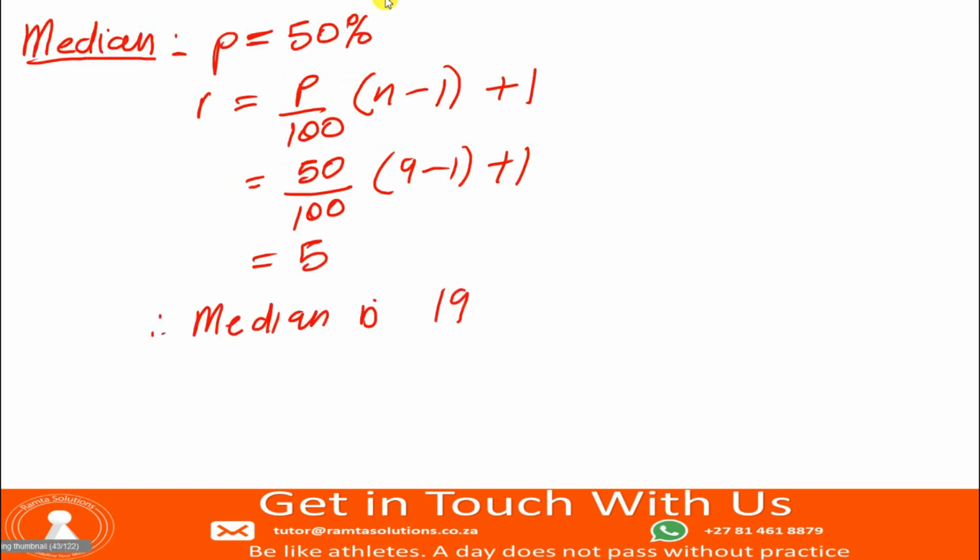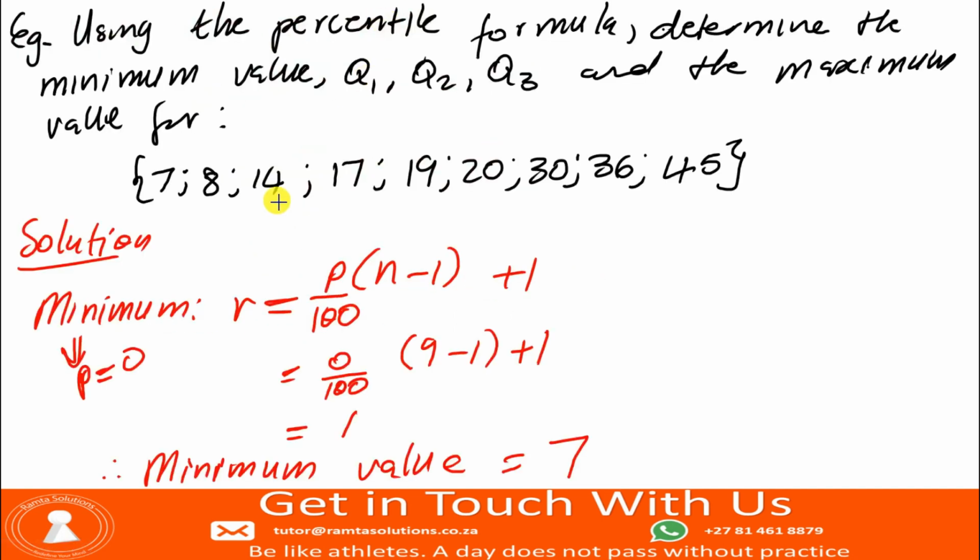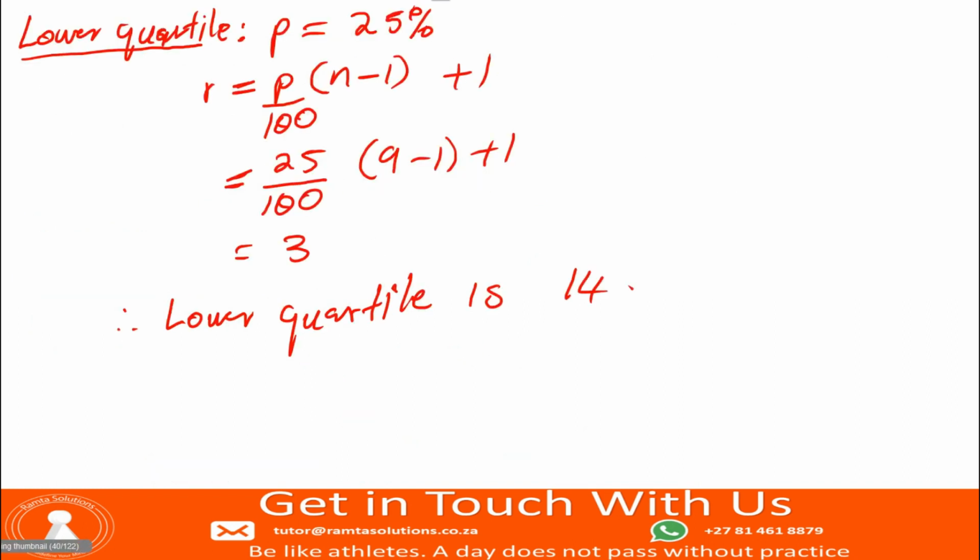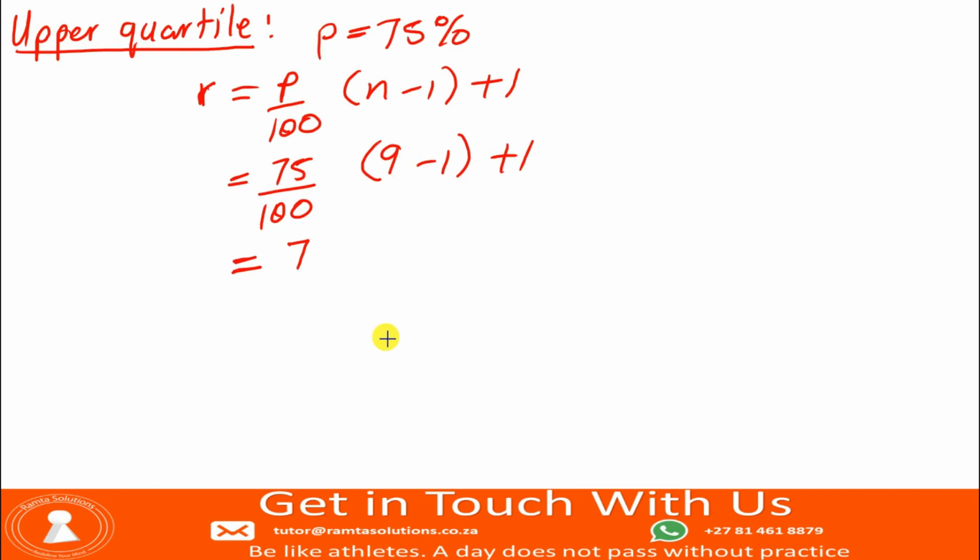Let's look for it. This was Q1, this was the median, so it must be 30. Here it is, it's 30. 1, 2, 3, 4, 5, 6, 7. It is 30. Therefore, the upper quartile is 30.